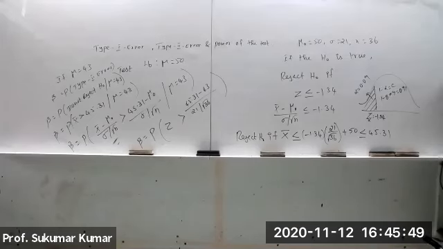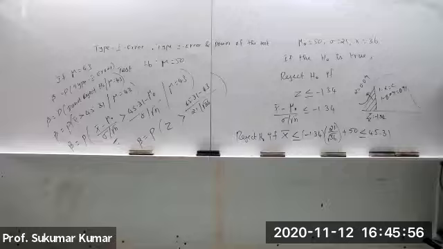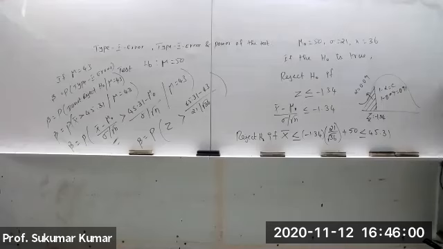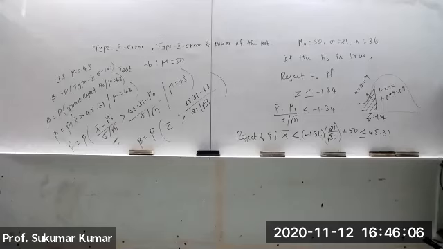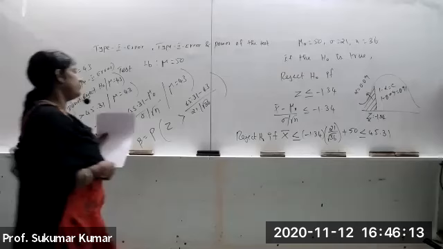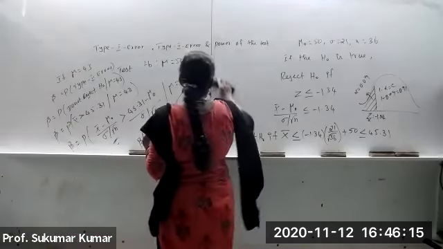So what is the power of the test? 1 minus beta. That means 1 minus 0.2546, 0.7454. Correct. Next, suppose if mu equal to 40, what is the power of the test? If mu equal to 40, what is the power of the test?